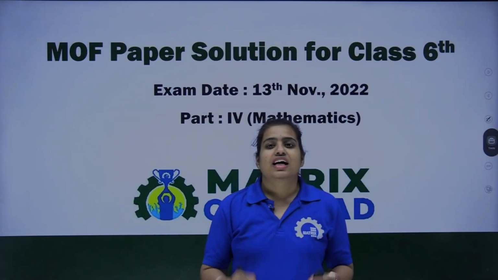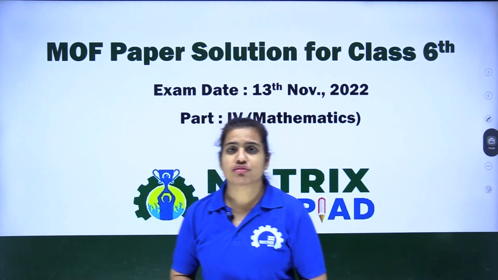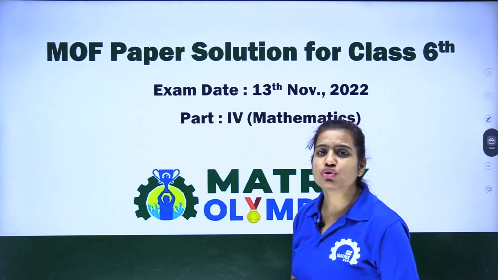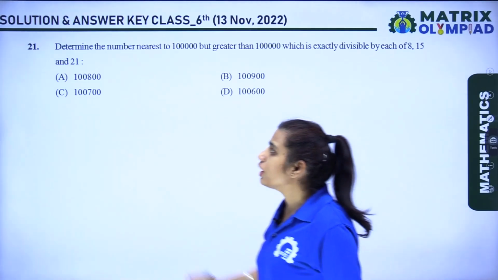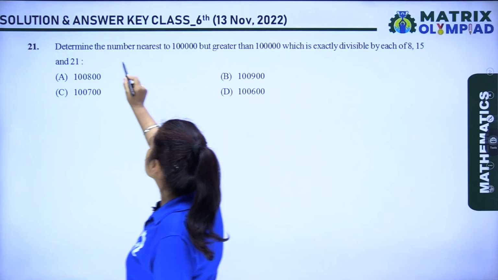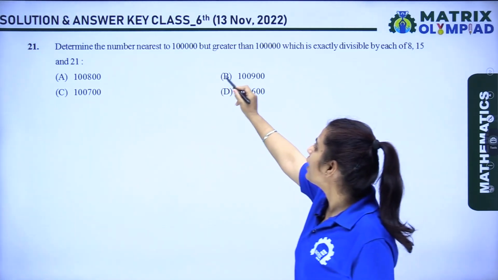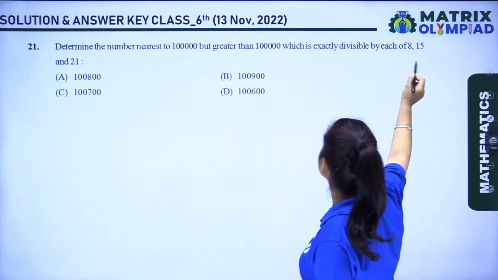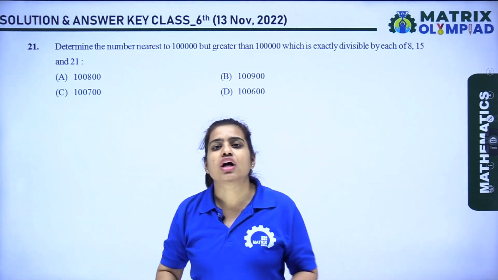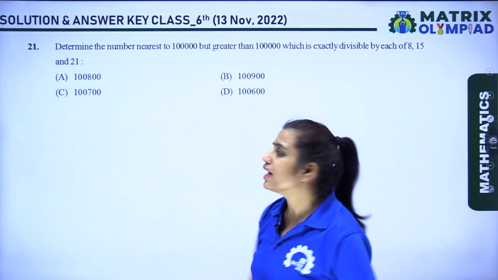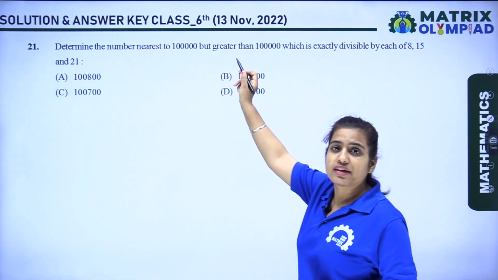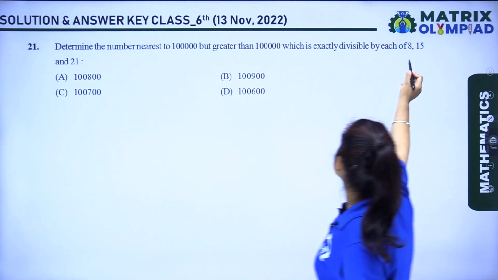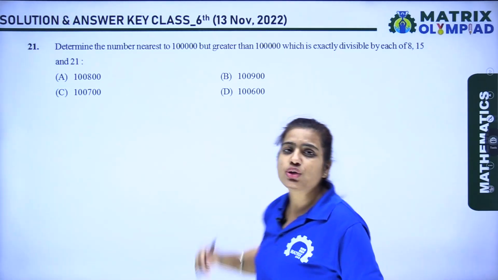Hello everyone, let's begin with the next part of this paper, that is part 4, mathematics. The first question of this part is question number 21. Determine the number nearest to 1 lakh but greater than 1 lakh, which is exactly divisible by each of 8, 15 and 21. Now we have to find a number that is nearest to 1 lakh but greater than 1 lakh, and it is also divisible by these three numbers, that is 8, 15 and 21.